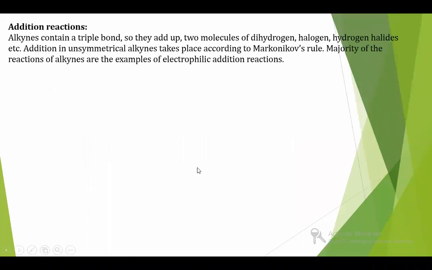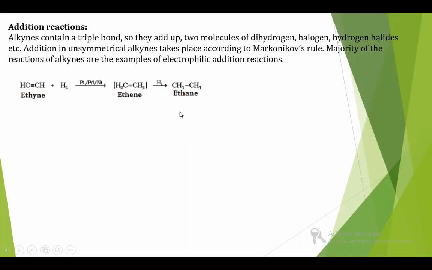So let's see addition reactions. In addition reactions, we know that alkynes contain a triple bond, so they can easily add hydrogen, halogen, or both hydrogen and halogen. But addition to unsymmetrical alkynes must follow Markovnikov addition. According to Markovnikov addition, the negative part of the adding molecule adds to the carbon containing the least number of hydrogens. You need to remember this. We'll see an example one by one.